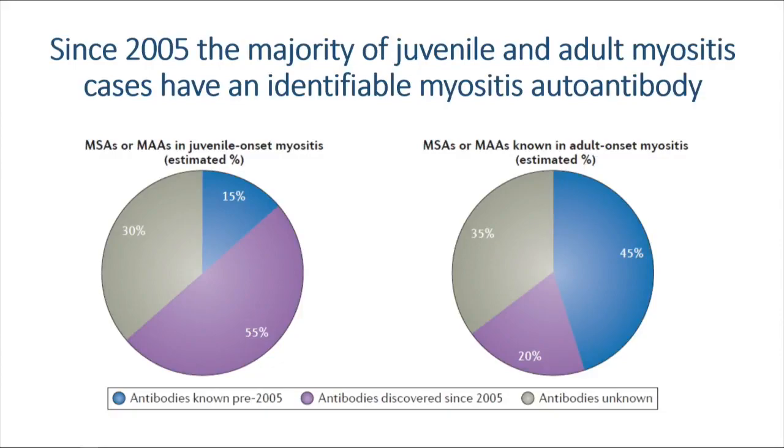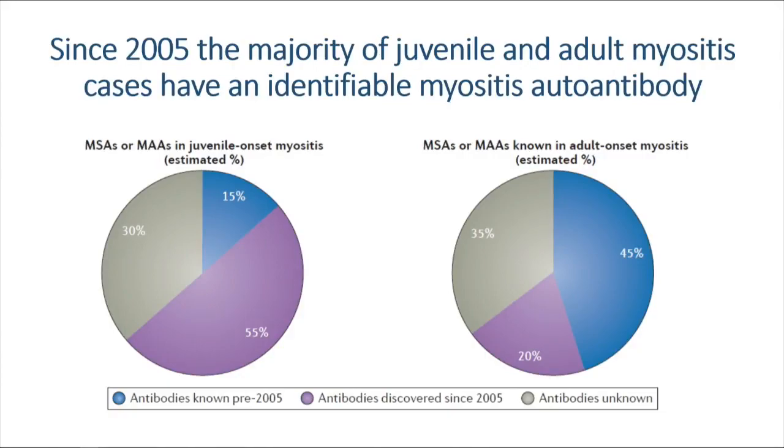And this is to illustrate that. Slightly complicated slide, but if you take a cutoff of 2005, on the left, this is juvenile onset myositis. Prior to 2005, you would have only found an antibody in 15% of children. But after 2005, or to modern day, you can find autoantibodies in 70% of children with JDM.